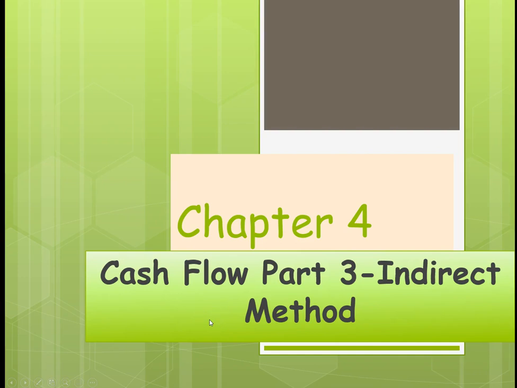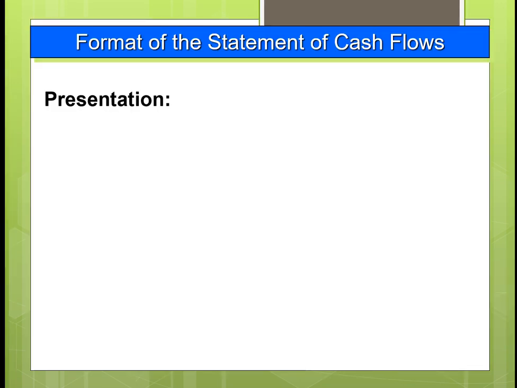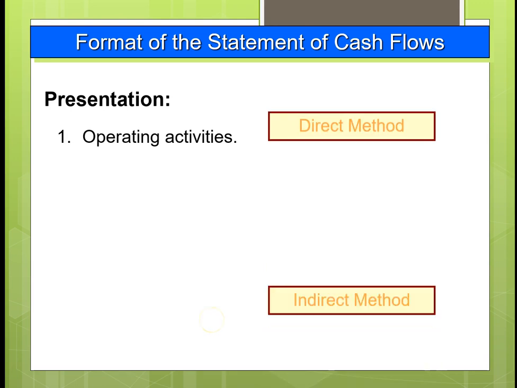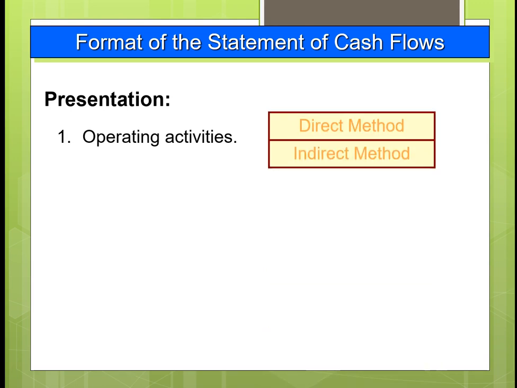Chapter 4, Part 3, we're first going to look at the cash flow statement using the indirect method, which is the method favored by most accountants. Now, the statement of cash flow, there are two ways you can do it for operating activities only. It's the only area that's different. You can use the direct method, or you can use the indirect method.